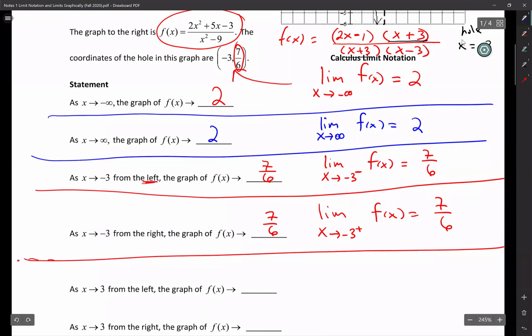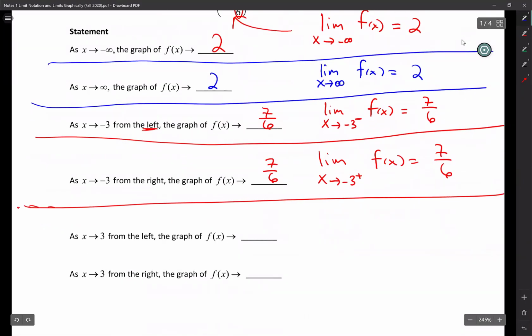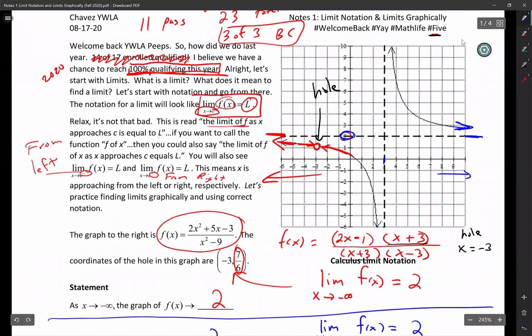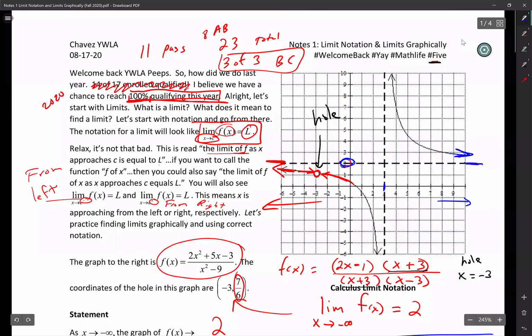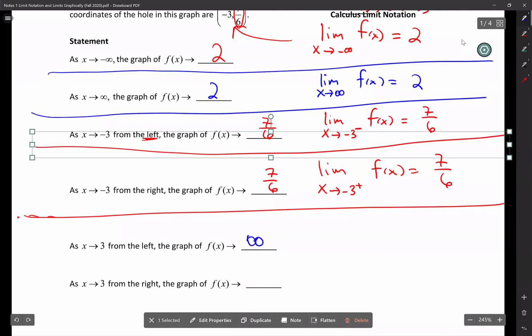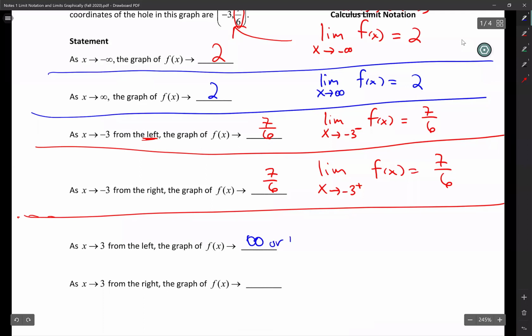Okay, so check it out. This one says +3. As x approaches +3 from the left, the graph of f of x approaches. All right, so here's +3. Did it say from the left or from the right? From the right. So if I approach 3 from the right, I approach positive infinity. So you can say positive infinity, this is the behavior, or you could also say does not exist. Both are correct. The infinity is behavior, and because the behavior is infinite, you could also say does not exist.